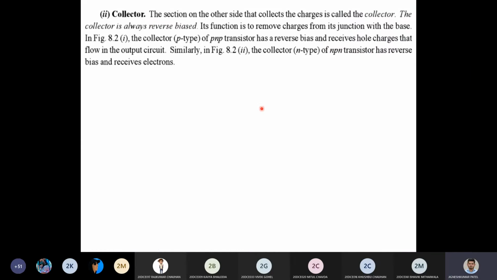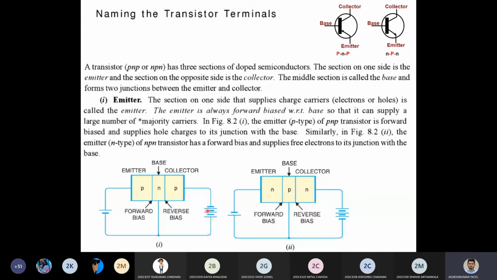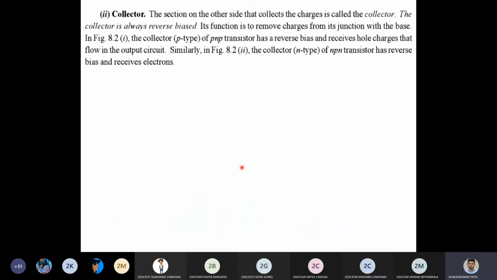The collector is the one which collects the current. The section on the other side that collects the charge is called the collector. The collector is always reverse biased. Again, you can see here it is reverse bias. With respect to P, this terminal is negative. With respect to N, it is positive. In the case of NPN, the scenario is different, but again this is in reverse bias. So emitter to base must be in forward, and collector to base must be in reverse, be it a PNP or NPN. That's the first condition.